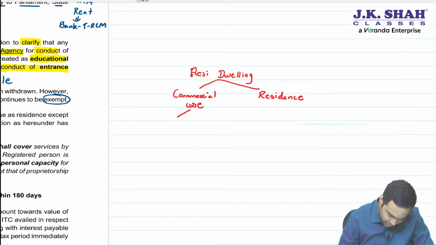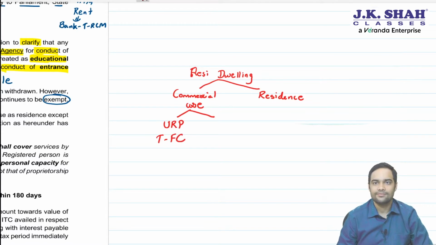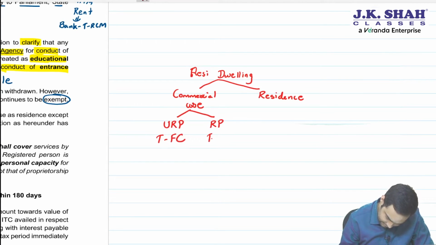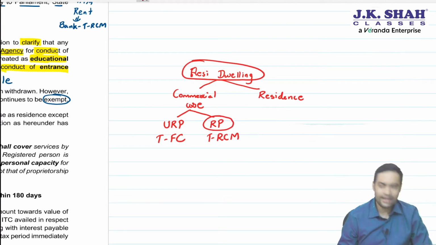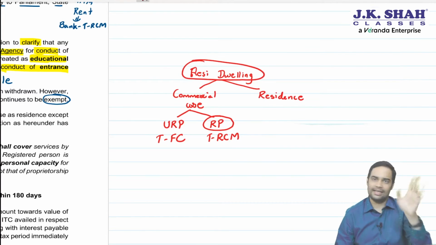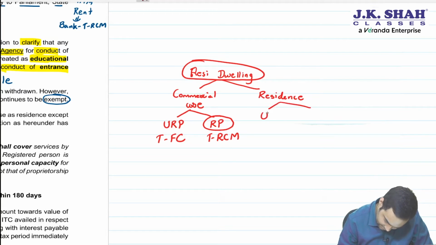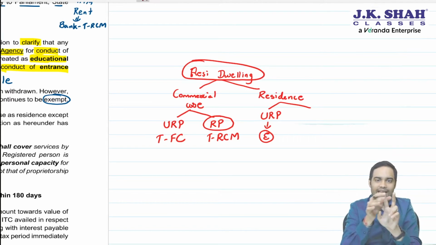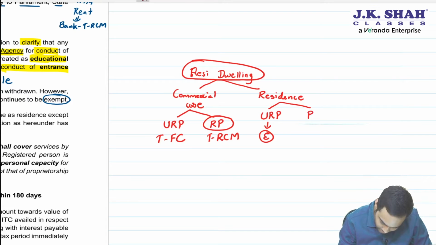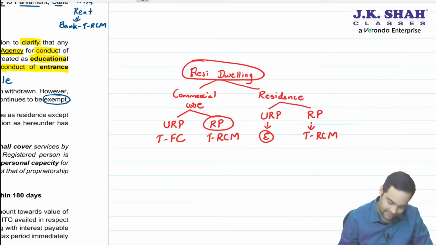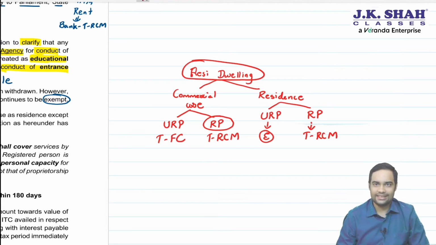If it is for commercial use, then if you give it to an unregistered person, taxable under forward charge. But if you give it to a registered person, taxable under reverse charge. Because residential dwelling given to a registered person will be liable under RCM. This was added last time. If it is a residence given to an unregistered person, then in that case it enjoys an exemption because twin conditions are satisfied. Residential dwelling for residential use enjoys an exemption. Now coming to such property given to a registered person, government said this will not be exempt, this will be taxable under RCM. This was the law till May 23 exams.